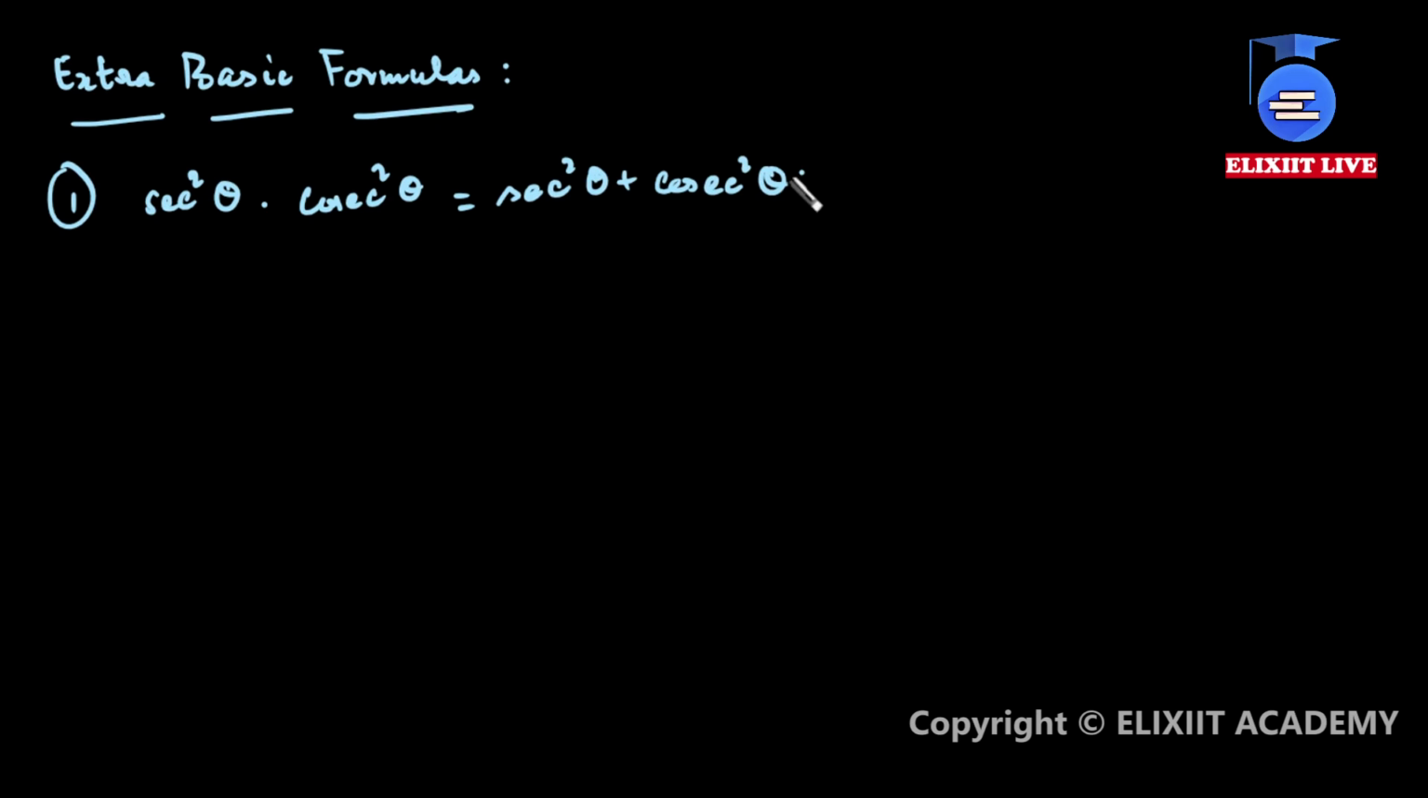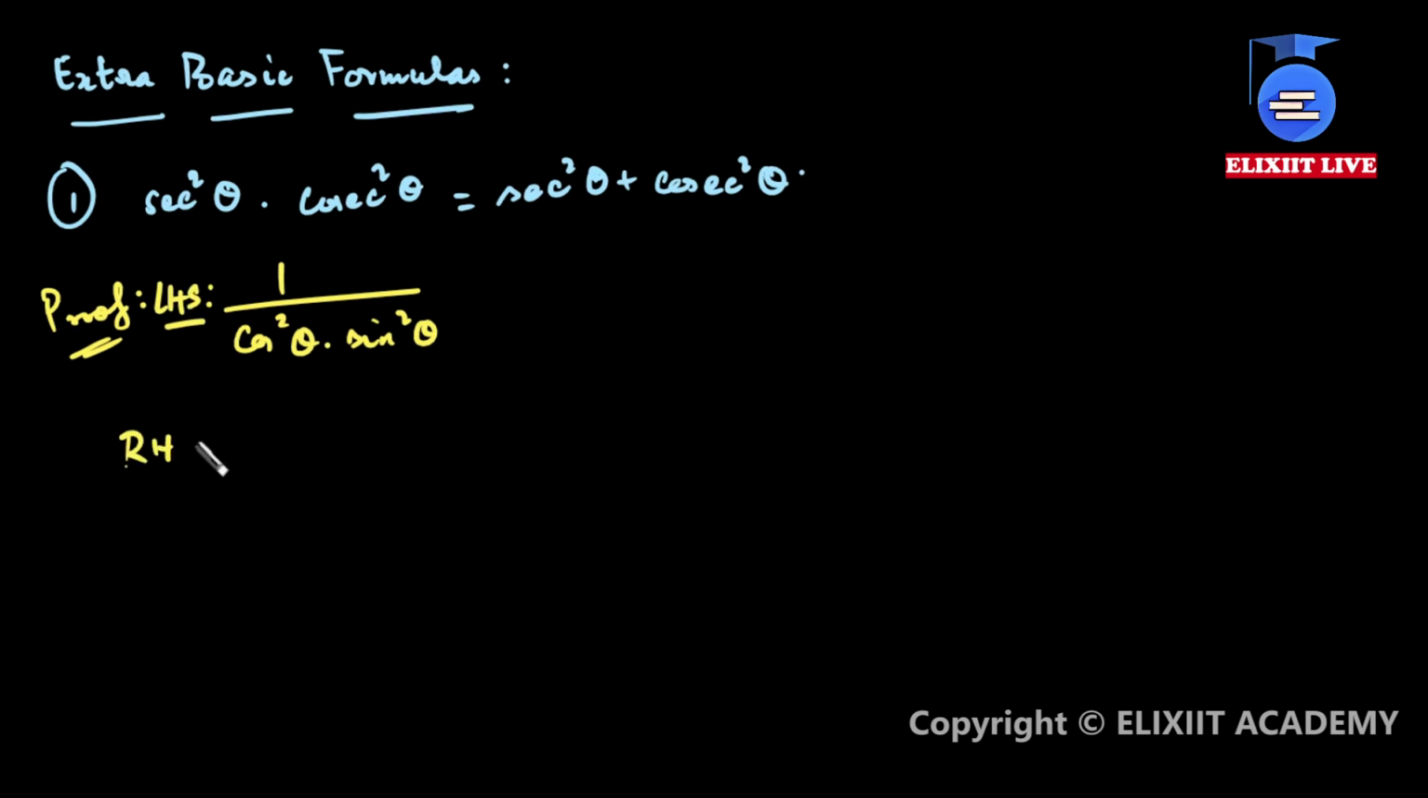Proof is very simple. You can see from the left hand side itself. Simply break this into sine and cos and simply prove it. To prove this, simply break the left hand side, sec squared theta into cosec squared theta. So this is sec squared theta times cosec squared theta, which means 1 by cos squared theta, and cosec squared theta means 1 by sine squared theta. Okay, this is the left hand side.